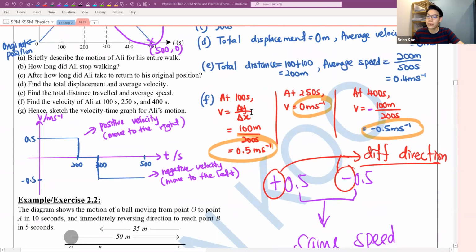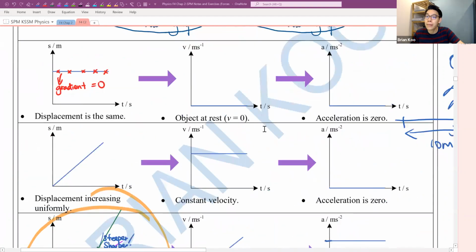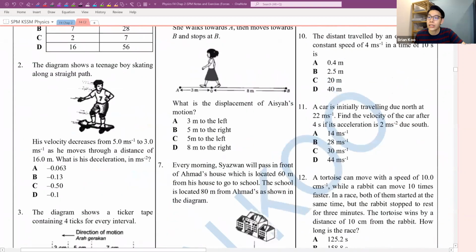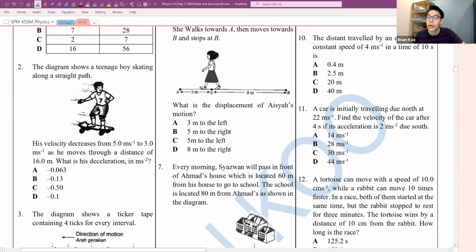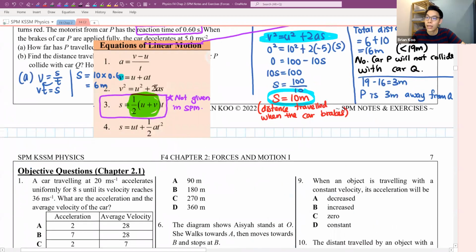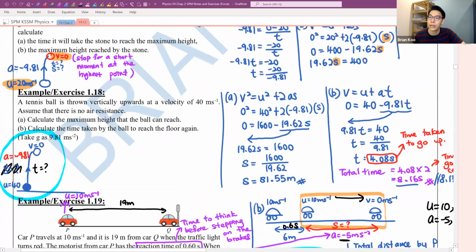Okay, everyone done with this? Let me try. The diagram shows a teenager skating along a straight path. Velocity decreases from this to this, moves through a distance of. Okay, so the U is 5, V is 3. Moves through a distance of 16. Deceleration, maybe I count the acceleration first. So I look at my formula. I don't want T, I don't want T.